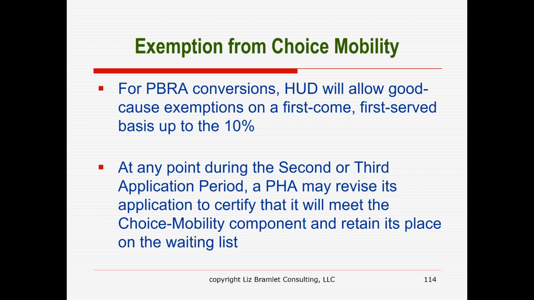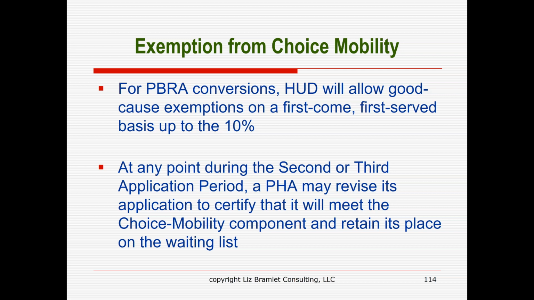Now, for PBRA conversions, choice mobility, we know, has been part of the PBV program. We've never had choice mobility for PBRA conversions. You can't get a voucher to move under the PBRA program, but they wanted choice mobility to also apply to PBRA conversions when they are part of RAD. So HUD will allow good cause exemptions on a first-come, first-served basis for PBRA projects to be excluded from the choice mobility requirement.